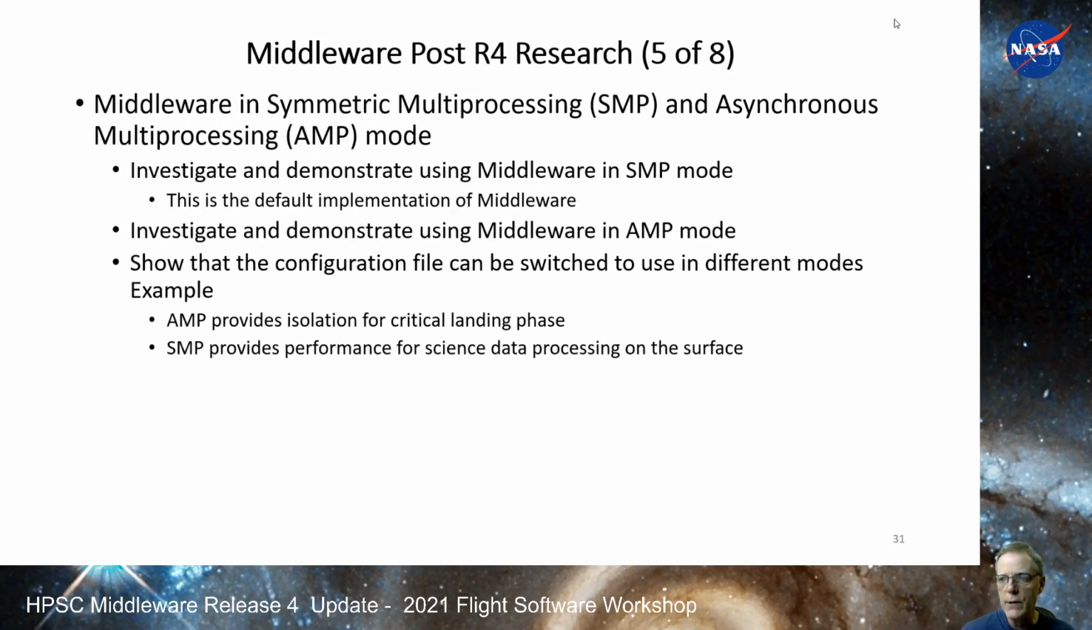The next topic is SMP and AMP. A high-performance multi-core system has a lot of possibilities for how software is deployed. Another possible variant is the use of symmetric multiprocessing versus asymmetric multiprocessing, or AMP. SMP is the default operational mode for middleware deployments on a multi-core system, but it would be good to investigate if we can use middleware in AMP mode as well, where there are separate operating systems running on different cores of the same SoC. In this scenario, we may want to reconfigure a system to accommodate different phases of the mission.